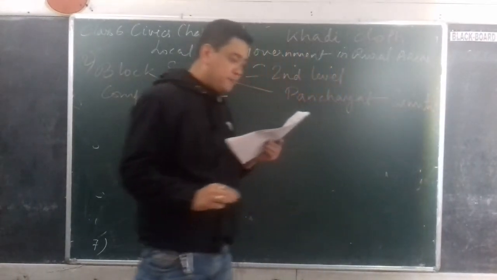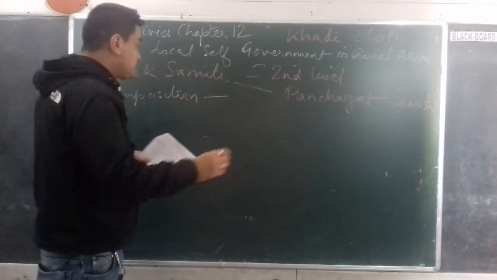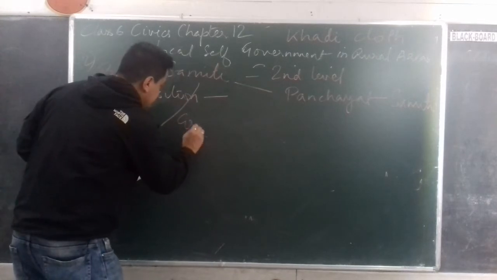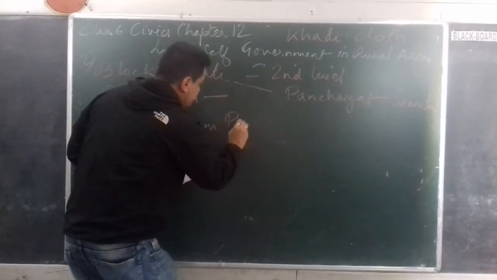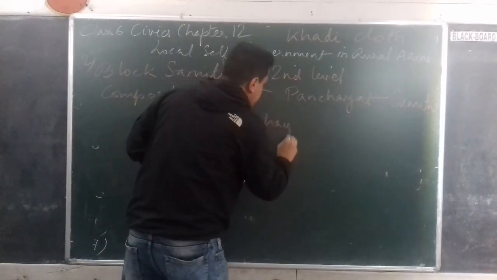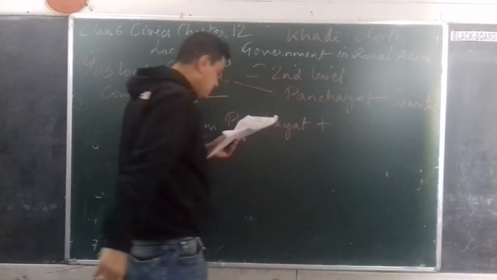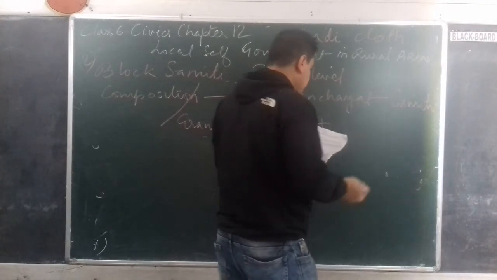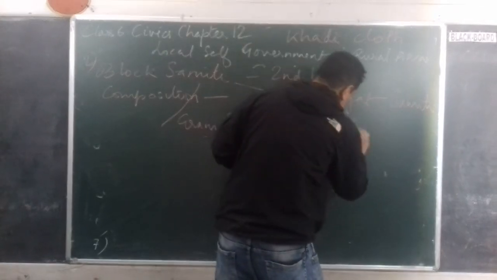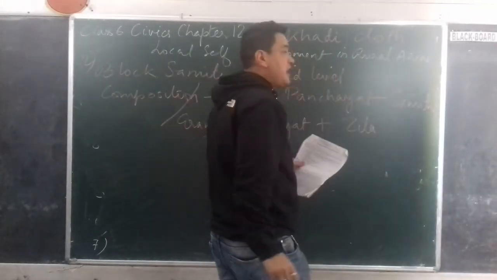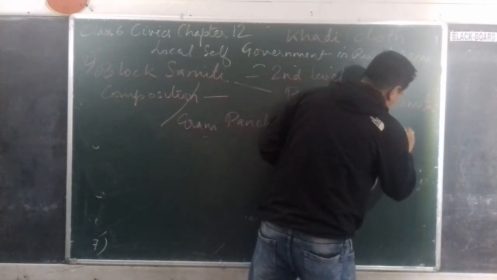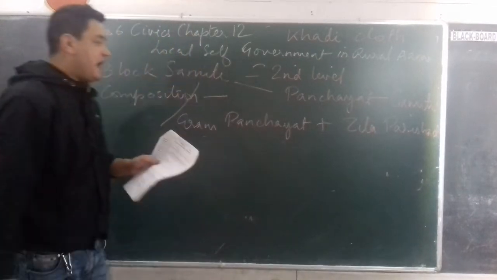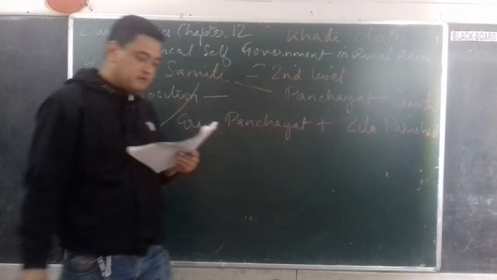Remember that. Now block samiti acts as a link. It connects the gram panchayat of a block with the Jilla Parishad of a district. So the simple answer is it connects the gram panchayat and Jilla Parishad.